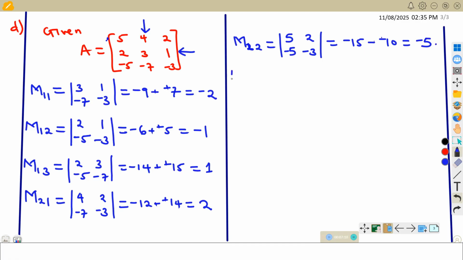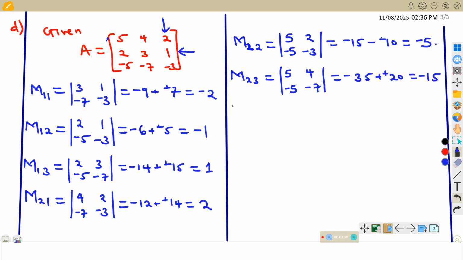So next we shall talk about M of 2, 3. For M2, 3, we are removing the second row, third column. When you remove the second row, third column, you will remain with 5, -5, and 4 and -7. So this will give us -35 minus -20, and this will be -35 plus 20, which is -15.